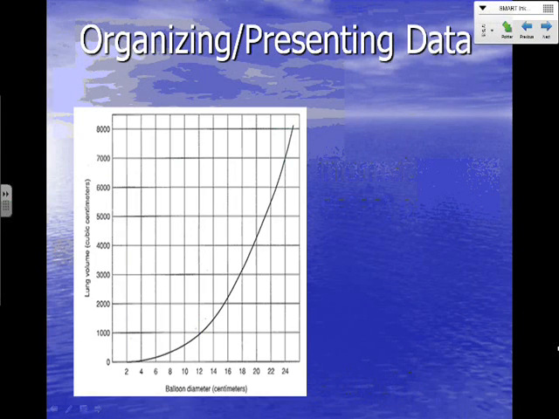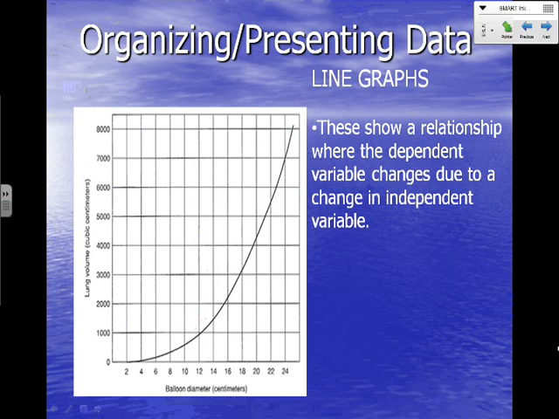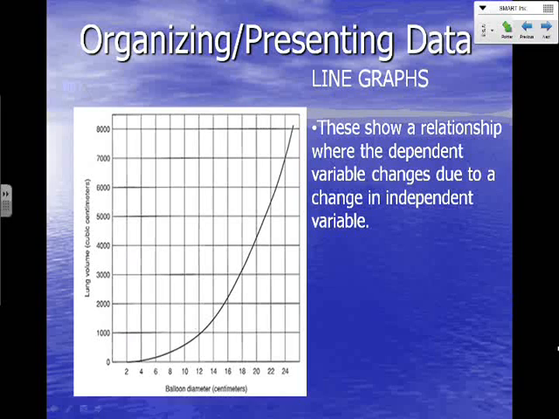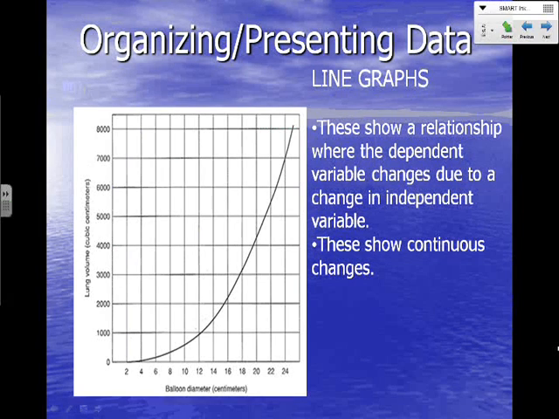The first one I'm going to talk about is a line graph, and this is an example of a line graph. A line graph can have a curved line or a straight line. It does not matter. And a line graph is actually used to show relationship where the dependent variable changes because the independent variable is changing. Now, something that you need to make sure you know is that a line graph shows continuous changes. That's the difference between it and the other two types of graphs.